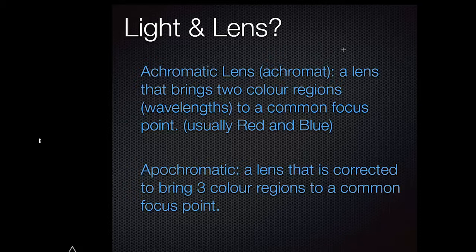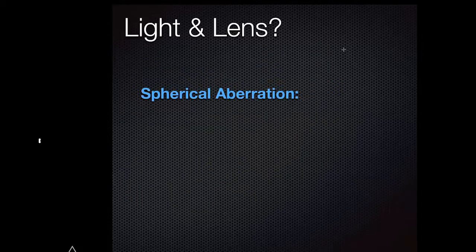So achromatic lens, a lens that brings two color regions together, and usually those two colors are red and blue. And you might also come across words like apochromatic, and that's a lens that corrects for all three colors. So there you go. Chromatic aberration, that is one aberration. We've got a couple more to go. Spherical aberration.